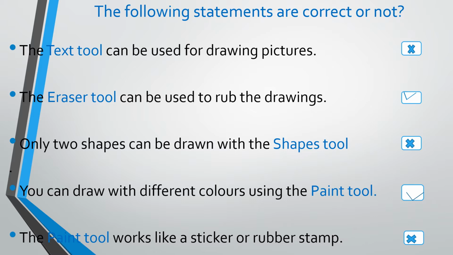Now the fourth one is you can draw with different colors using the paint tool. Yes, this statement is correct. Now the fifth one is the paint tool works like a sticker or rubber stamp. No, this statement is incorrect. You cannot use the paint tool like a sticker or rubber stamp because you can draw with the help of this paint tool.